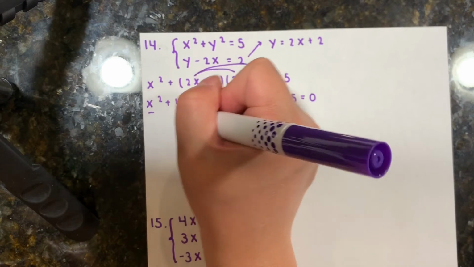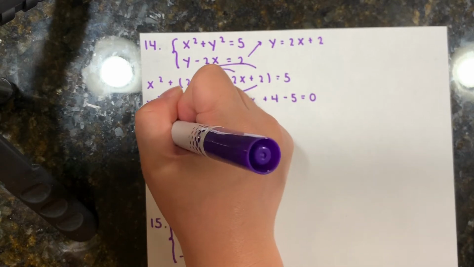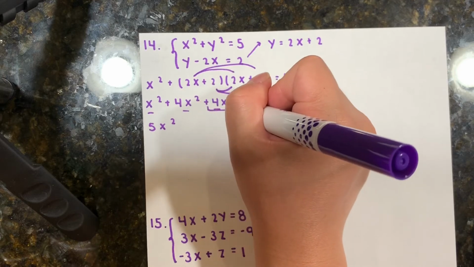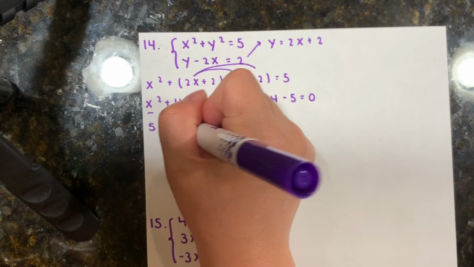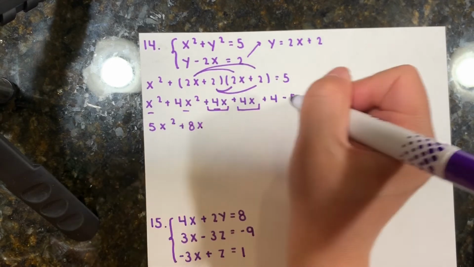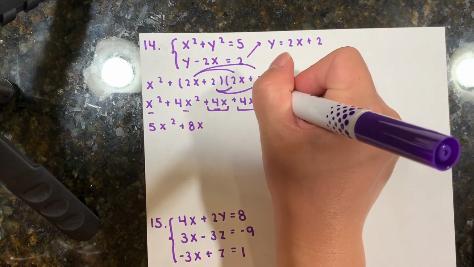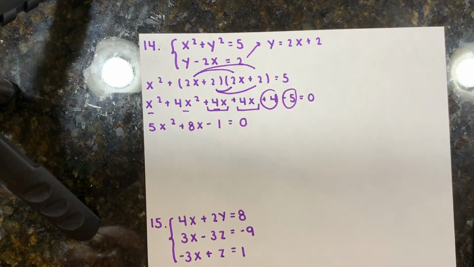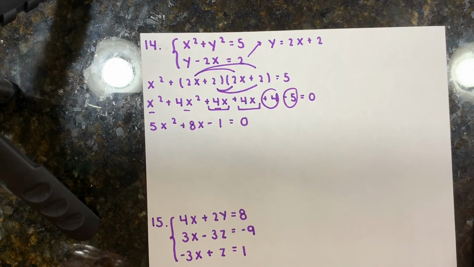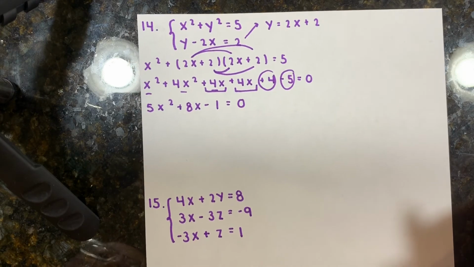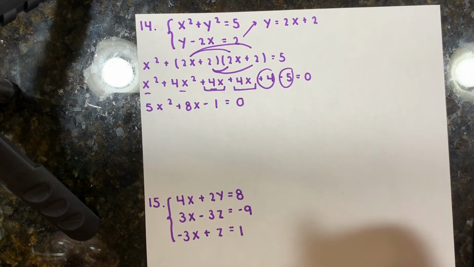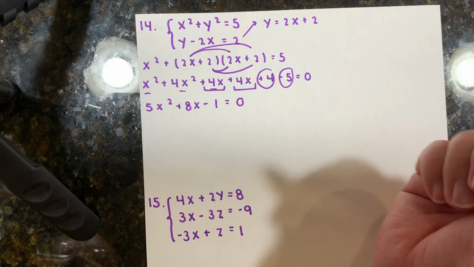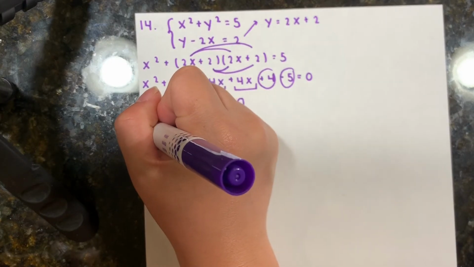Now I can add the x squareds together. That would be 5x squared. Add the 4x's together. That would be 8x. And then the 4 and the negative 5 would be negative 1 equals 0. Now you can solve by quadratic formula or by completing the square. Since I completed the square in the last lesson, I'm going to do quadratic formula on this one.